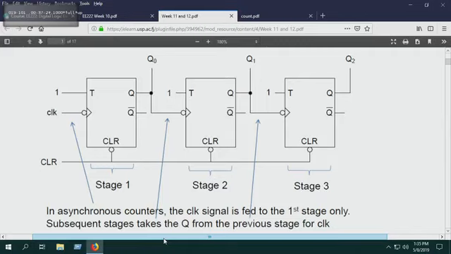Where is the clock for the second one coming from? It's coming from the output, the Q, of flip-flop 1. Flip-flop 1 is feeding the clock into flip-flop 2, right? Flip-flop 2 is feeding the clock into flip-flop 3, right? This is what you call an asynchronous system, an asynchronous counter.